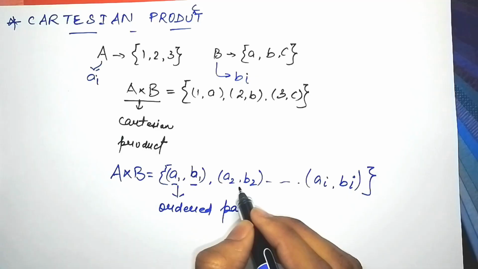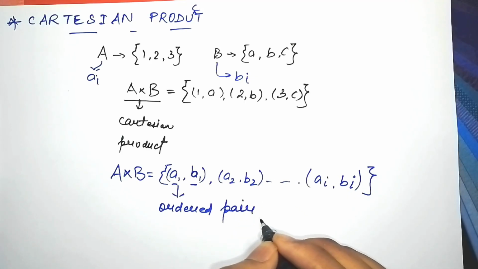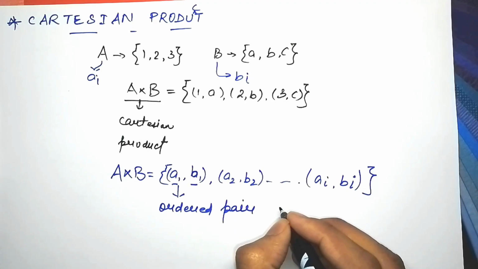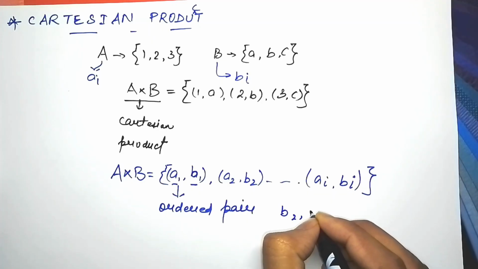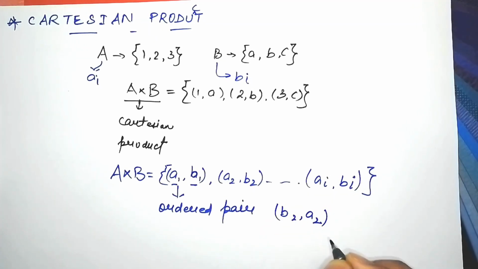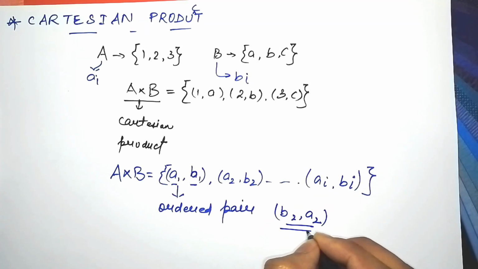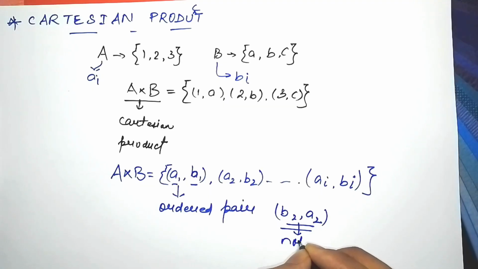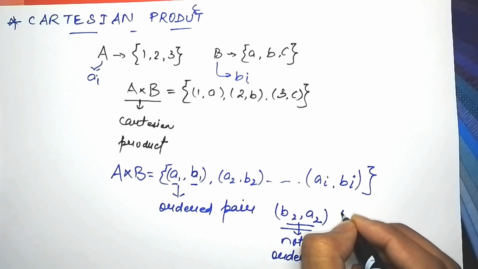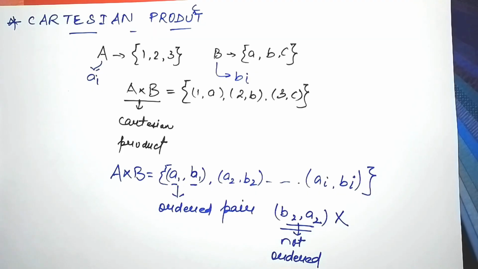And we must also keep this thing in our mind that ordered pair should not go disordered. What I mean to say is that we must not write B2 comma A2 as an element of Cartesian product, because this is not ordered. So we must keep this thing in our mind. This is wrong. Why? Because this is not ordered.